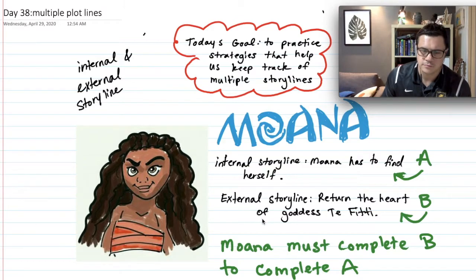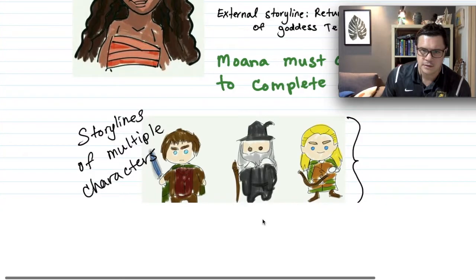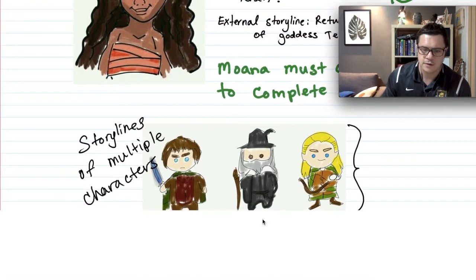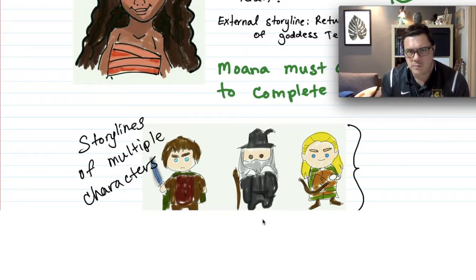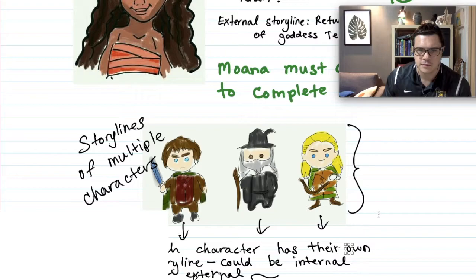Another thing that we come across, and this is where stories can get real complicated, and the example I use is Lord of the Rings. You may know that, you may not, but this is when, just like Moana, we have internal and external storylines, but we have so many characters, and those characters also have their own storyline.